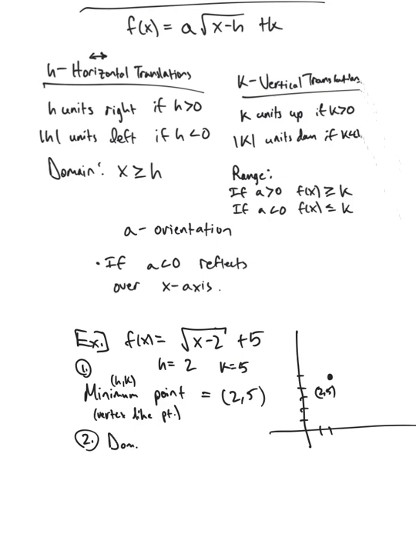Step 2, domain and range. Let's define those. Okay, x must be greater than or equal to h, which is 2. f of x must be greater than or equal to k, which is 5. The third step, just like yesterday, is making a t-chart.